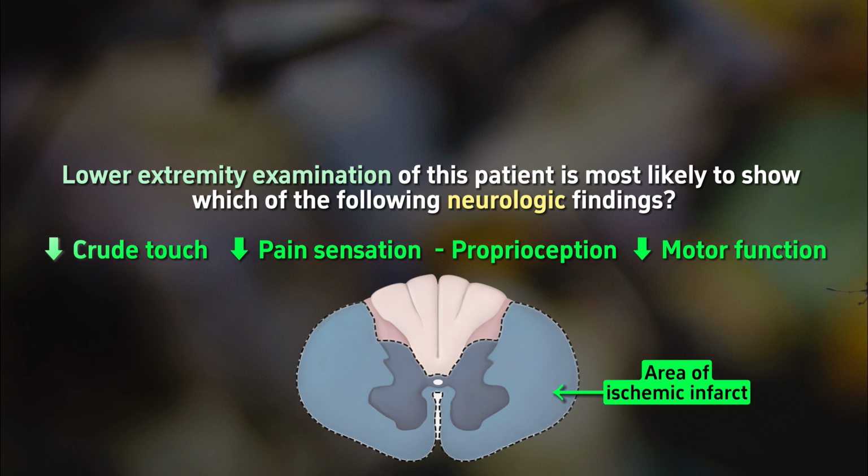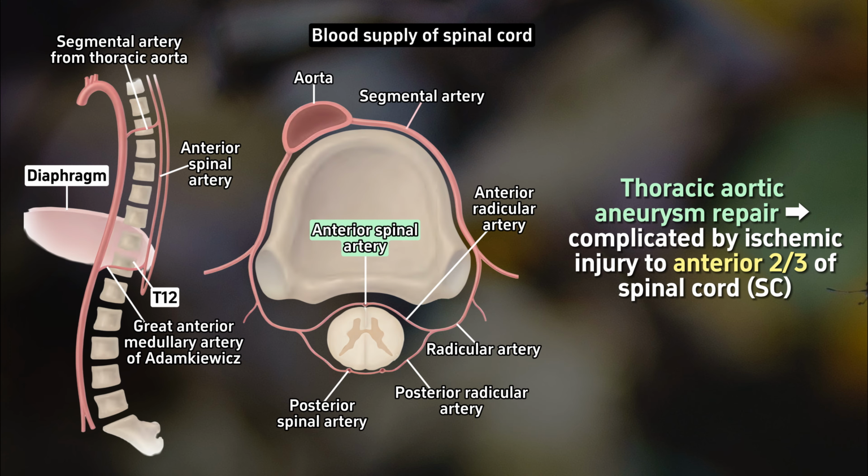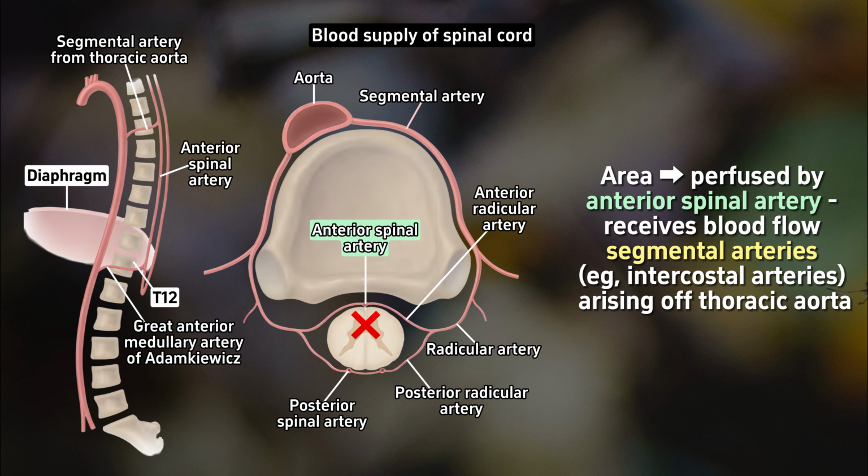The correct answer is decreased crude touch, decreased pain sensation, normal proprioception, and decreased motor function. This patient's thoracic aortic aneurysm repair has been complicated by ischemic injury to the anterior two-thirds of the spinal cord. This area is perfused by the anterior spinal artery, which receives blood flow from segmental arteries, for example, intercostal arteries, arising off the thoracic aorta.